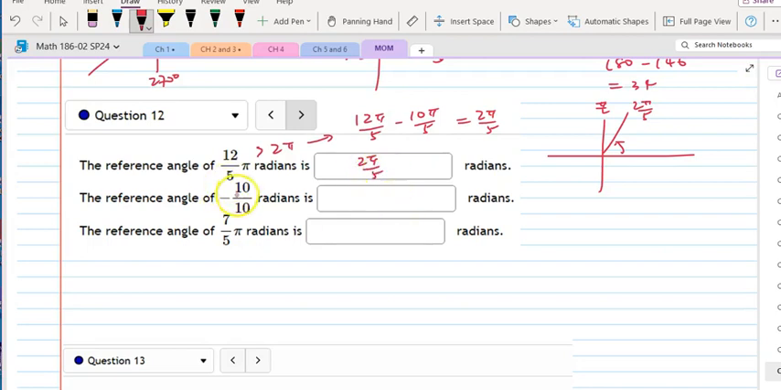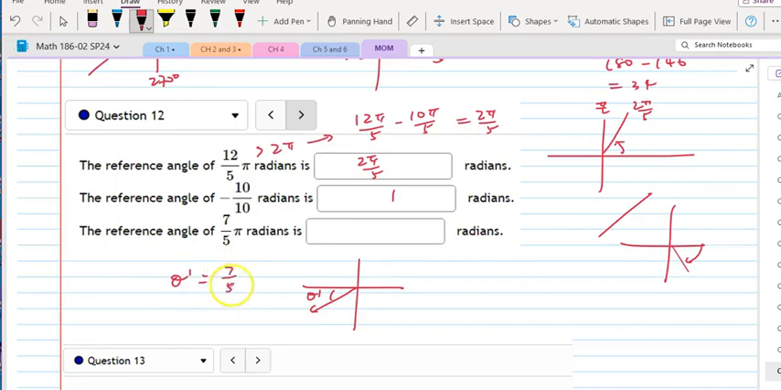What about negative 10 over 10? What's going on? The reference angle of 1 radian? 1 radian means this, so it will be 1 radian, right? 7 pi over 5 would be, where is it located? It's more than 1 pi, right? Because it's like 1 and 1.4. So this is the theta prime. Reference angle would equal 7 pi over 5 minus 1 pi, which is 2 pi over 5. Oh, also 2 pi over 5.